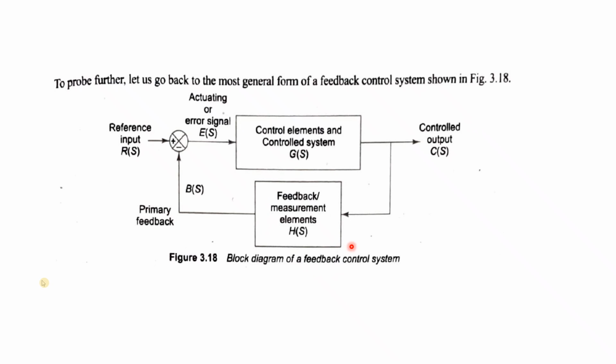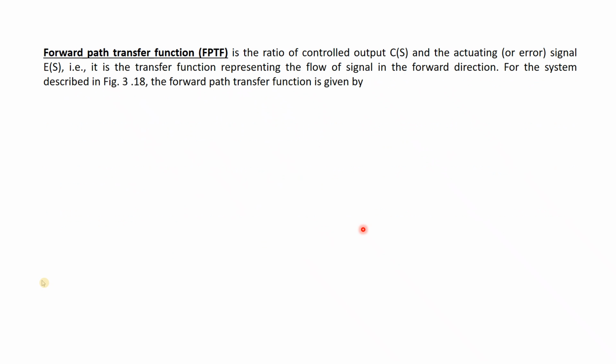Now, as we have discussed, every block has a transfer function, and it is equal to the Laplace of the output signal divided by the Laplace of the input signal. Now we have the forward path transfer function. What is the forward path transfer function? Basically, each block which has a transfer function is in the forward path, if the path is from the input to the output.